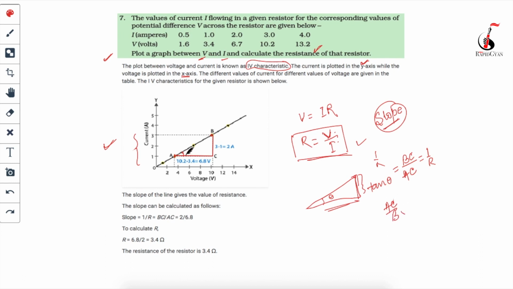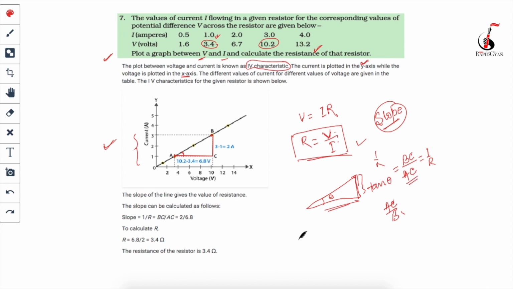So look here, what is the value of AC over here? This is 6.8 volt. The value of AC means, see, when your current is 1 ampere, at that time, what is the value of your voltage? The value of your voltage is 3.4, correct? And when your current is at the C point we have taken, at 3 ampere, at that point it's 10.2. So what will be the value of potential difference? Potential difference is nothing but 10.2 minus 3.4. See here, 10.2 minus 3.4, which is equal to 6.8 volt.